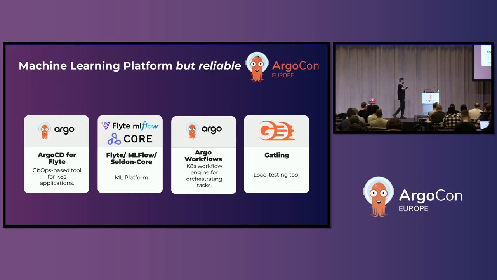Then we have Argo Workflows that we use with Gatling. Gatling is an open source load testing tool. For the ML platform, we use Argo Workflows with Gatling, and I'll talk more about that later. But basically, every ML model that is deployed goes through a load test, and we can make sure that it actually supports the load we want.